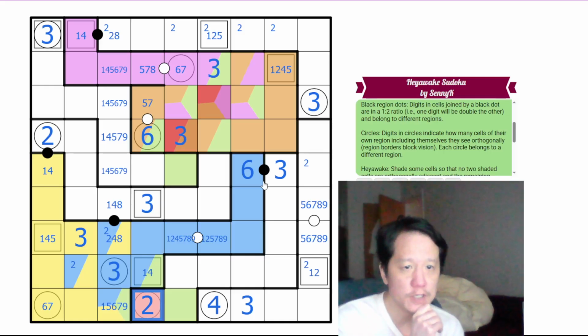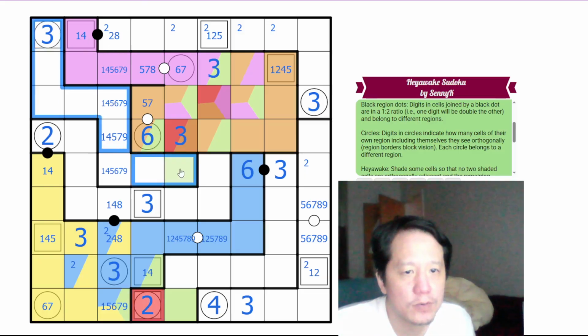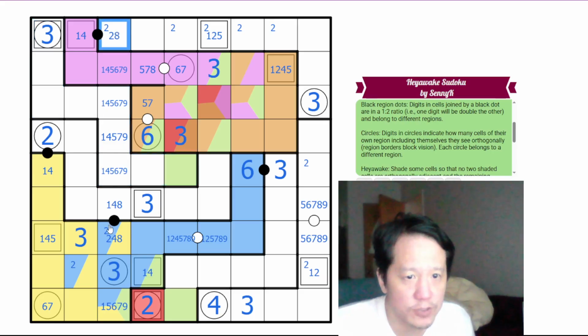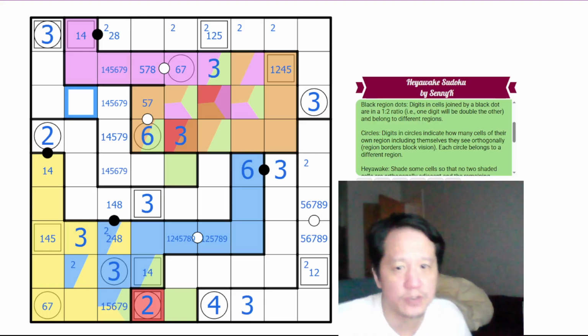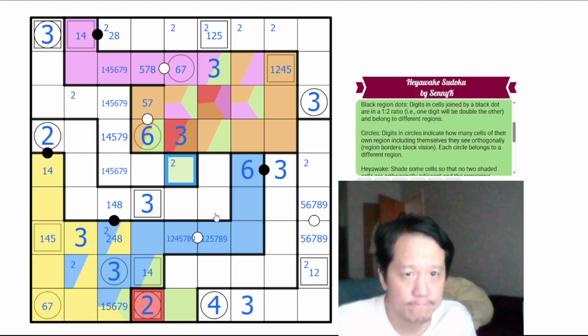We need 2 in this region here. Again, 2 cannot be here because one of these is 2 and 8, with that being the other being 2, 8. This can't be 2 because of 2 in the column. This can't be 2 because of 2 in the column. So 2 in this region must be one of those 2. That's interesting. 2 in the yellow region is one of those 2.